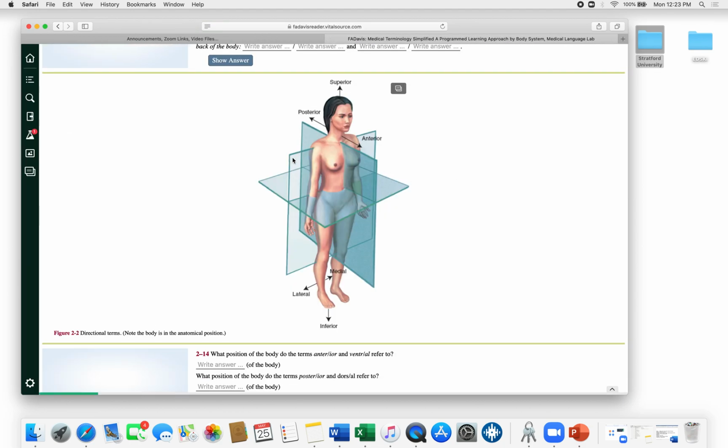So if we look at here, this plane, that's your coronal. This plane, mid-sagittal. This plane that's cutting her in half, superior and inferior, that would be your transverse. Okay?